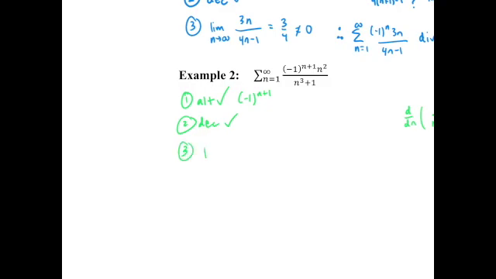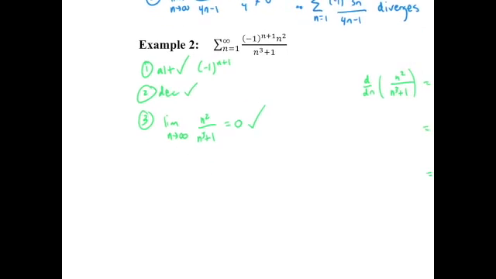Our third item is going to be the limit as n goes to infinity of n squared divided by n cubed plus 1. That is 0. And so we have our three-part checklist. So our conclusion is: therefore the series from n is 1 to infinity of our alternator times n squared over n cubed plus 1 is convergent by the alternating series test.